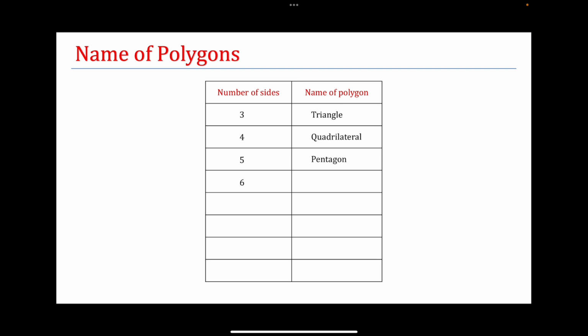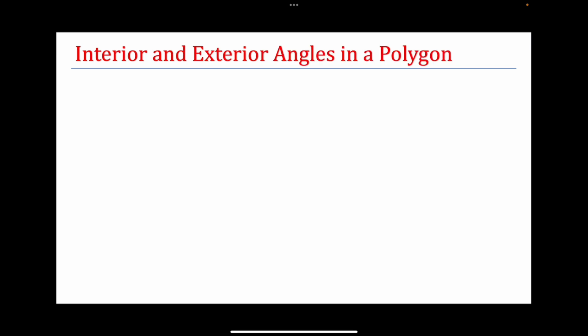Next is a polygon with 6 sides, called a hexagon. A polygon with 7 sides is called a heptagon or septagon. A polygon with 8 sides is called an octagon. A polygon with 9 sides is called a nonagon. And a polygon with 10 sides is called a decagon. So these are the names of polygons up to 10 sides.